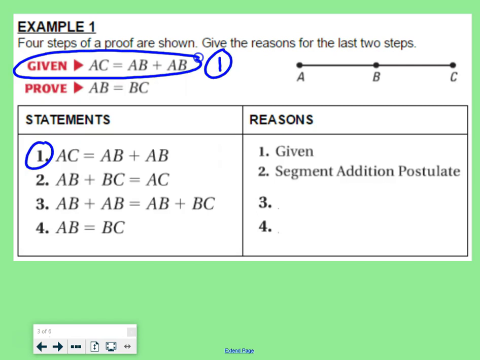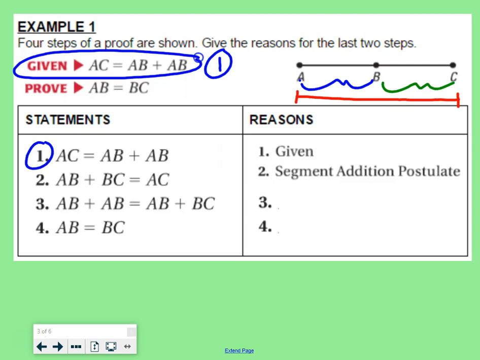Given. Our second statement is that AB plus BC is equal to AC. That's by our segment addition postulate. Add the 2 pieces of a segment, you get the whole.